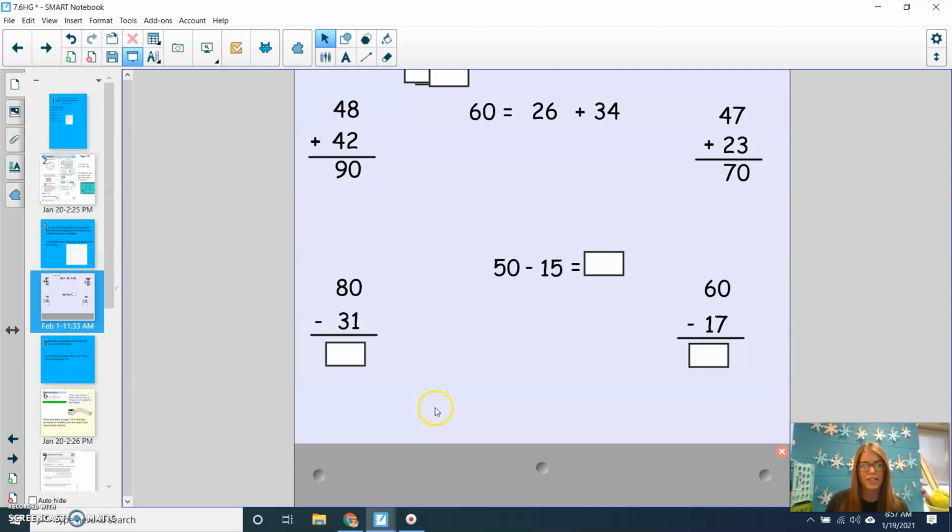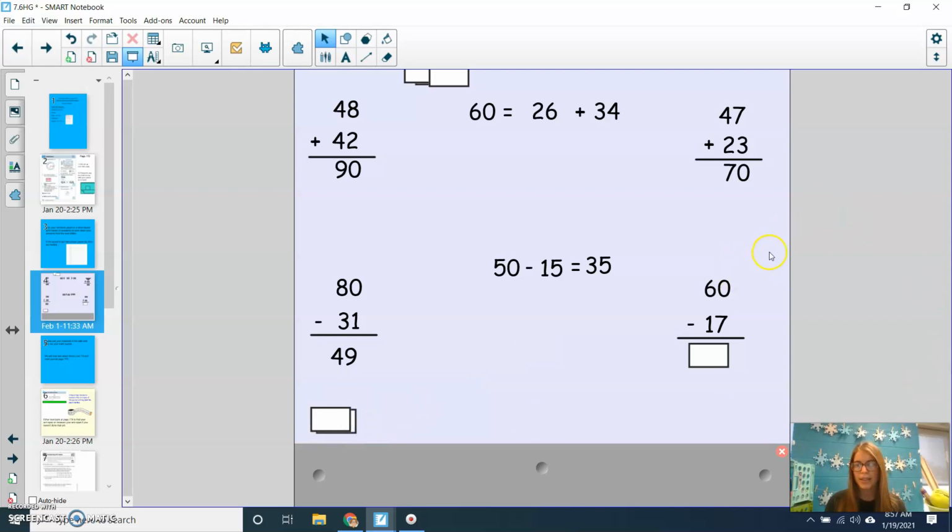All right, second graders. So I could think, well, 80 minus 30 would get me to 50. And then if I subtract 1 more, 50 minus 1, I would have 49. For 50 minus 15, I can think, well, 50 minus 10 is 40. And then 40 minus 5 more would get me to 35.